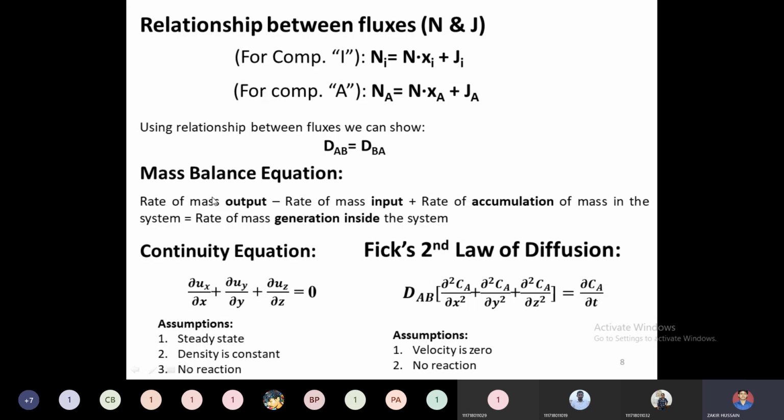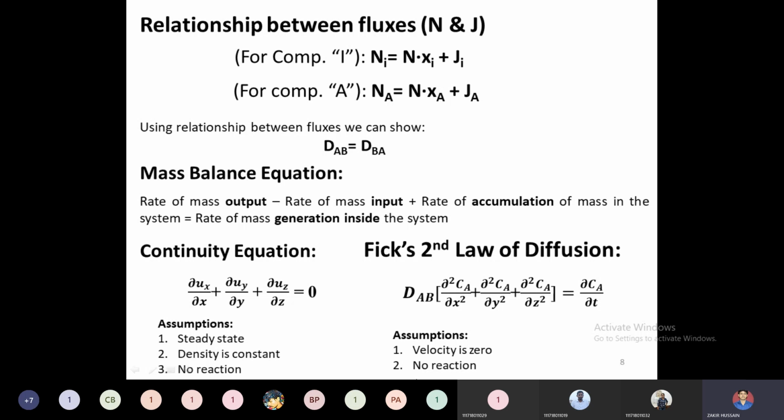This balance equation we have used to derive the continuity equation. So this is the continuity equation: dou ux by dou x plus dou uy by dou y plus dou uz by dou z is equal to 0. How do we derive this equation? By applying certain assumptions. Those assumptions are steady state, constant density, and no reaction.